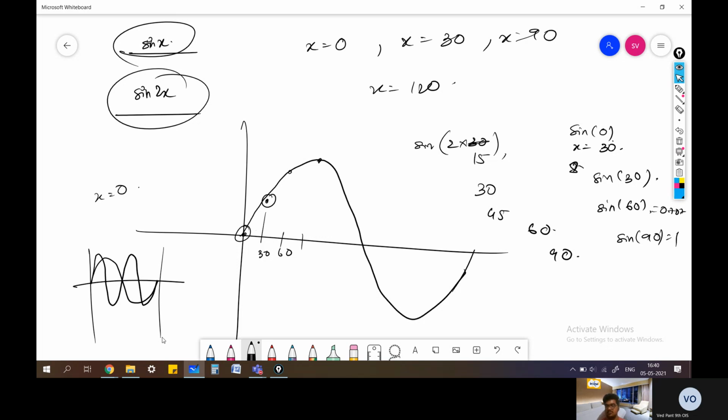It will look like this. The second one, this one. Am I wrong or right? Can I draw it? You can draw the whole thing on a graph and then show me.